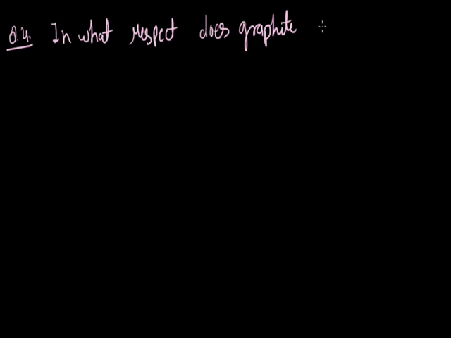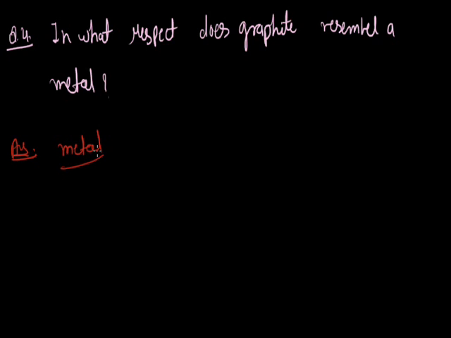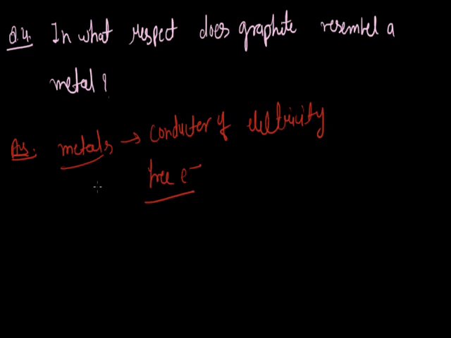And the next problem: in what respect does graphite resemble a metal? Now, we all know the characteristic properties of metals. Metals are conductors of electricity, since they have free electrons. Another most important property of metals is that they are lustrous. For the same reason, they have free electrons.